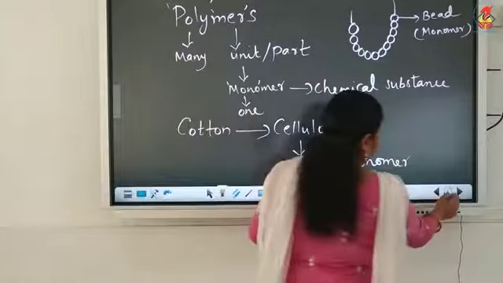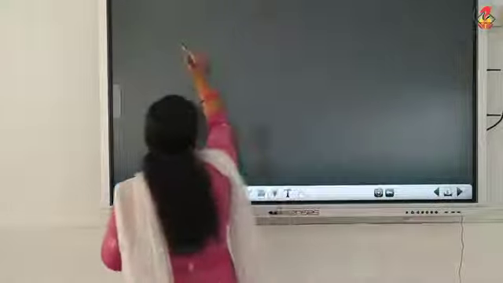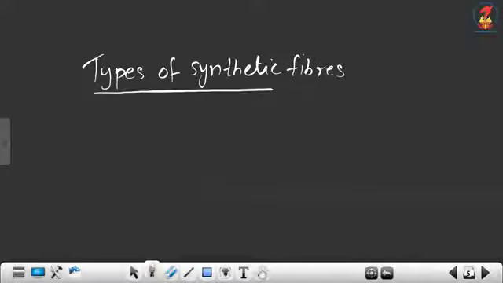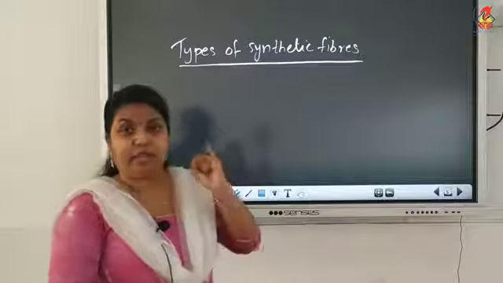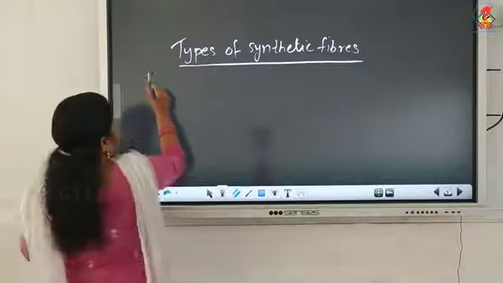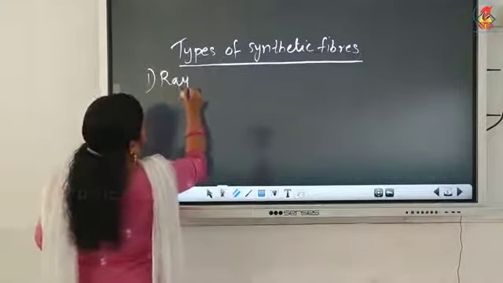Now we have to learn types of synthetic fibers. We move on to our topic, types of synthetic fibers. So we learned about four examples of synthetic fibers: rayon, nylon, polyester and acrylic. Let's start with the first one, rayon.